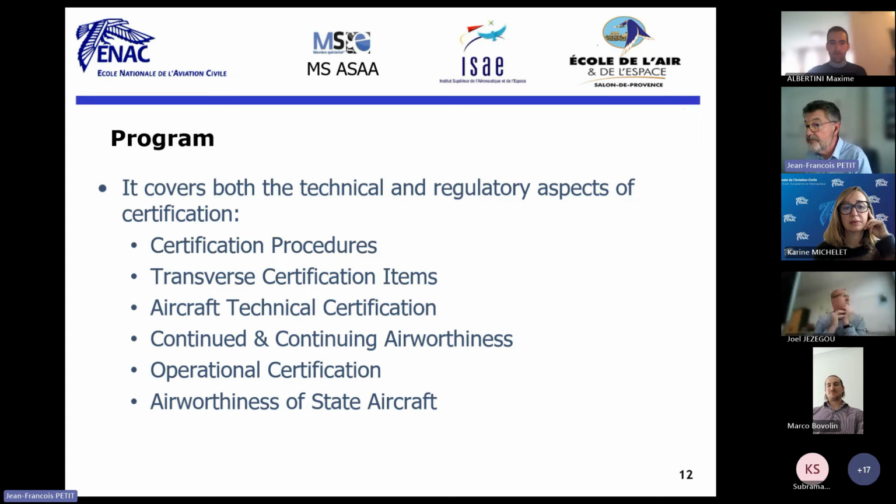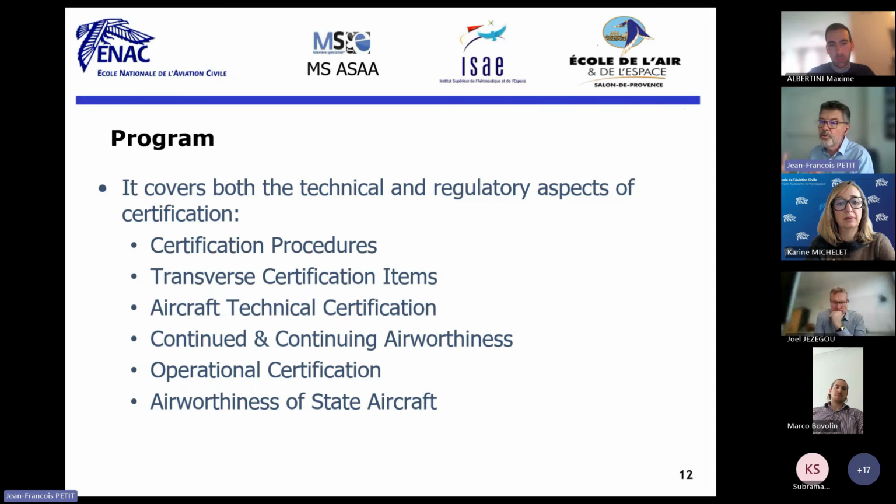certification procedures. Basically, this is how we proceed: how do we obtain the certificates at different steps in the development, but also before entry into service, and also how do we manage the different dossiers when we want to change or repair an existing design. This is all that we will look at under certification procedures.